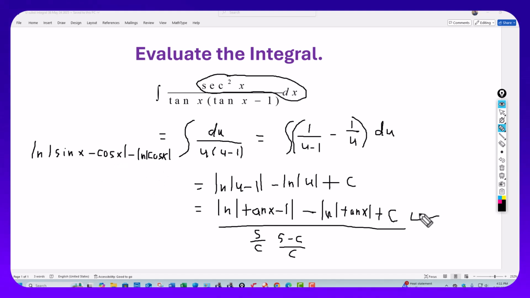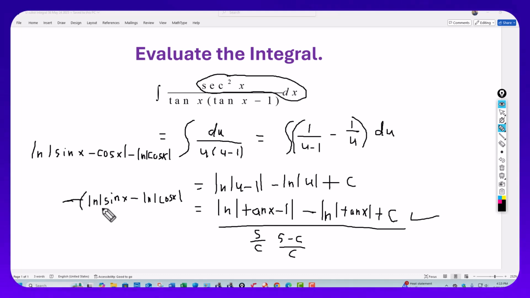For the next one, forget about the constant for right now. I've got a minus here. And this is the natural log of sine over cosine. Again, I have the natural log of a fraction, so I can break that down into the natural log of the numerator, which is sine of x, minus the natural log of the denominator, which is cosine of x.